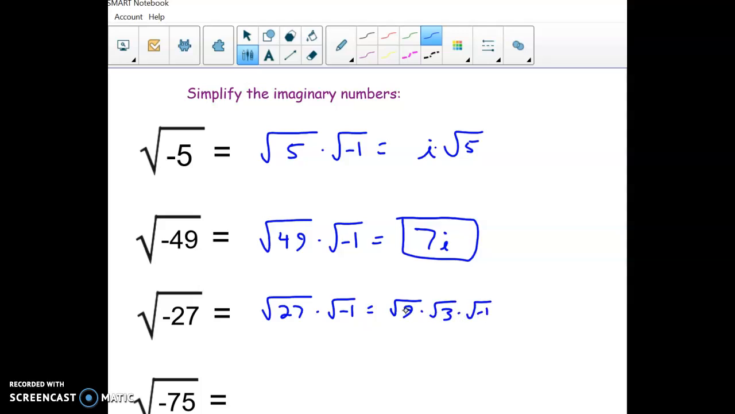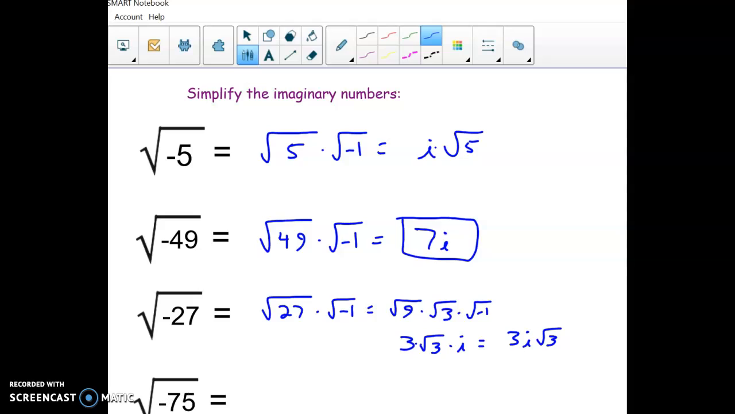Okay, so all told this splits into 3 things, and then it cleans up to 3 times radical 3 times i. Square root of 9 is 3, square root of -1 is i. And again, they're often going to write the radical part last, so I'm going to rearrange the order. This is just a multiplication situation, so I'm going to rearrange the order to that.